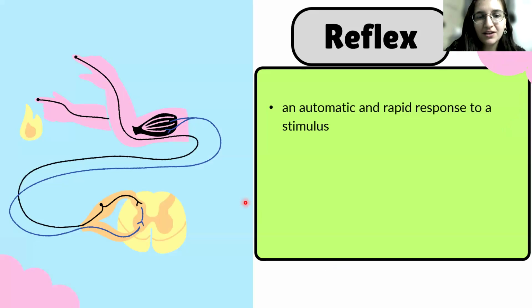Okay, there's also something called reflex. Reflex is an automatic and rapid response to a stimulus. Reflex is so immediate because it has to immediately protect someone from danger. The action does not involve the conscious part of the brain. That's why it happens so quickly.